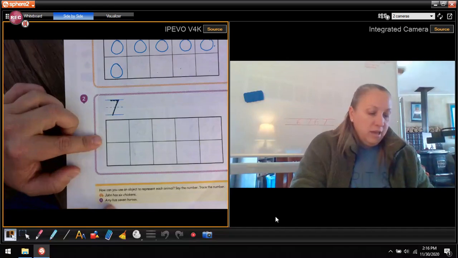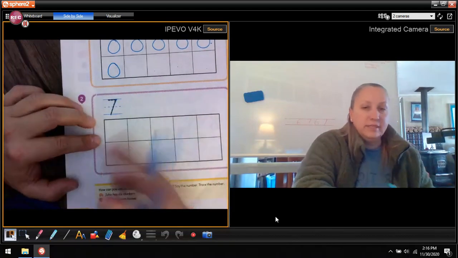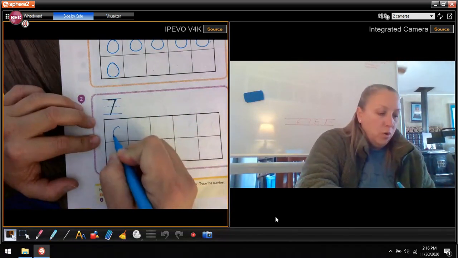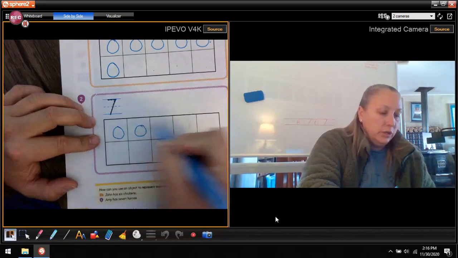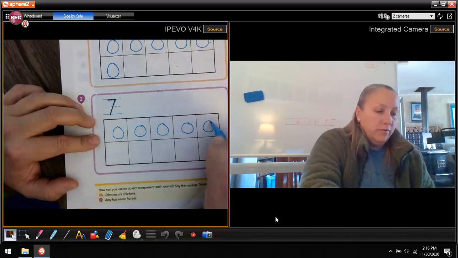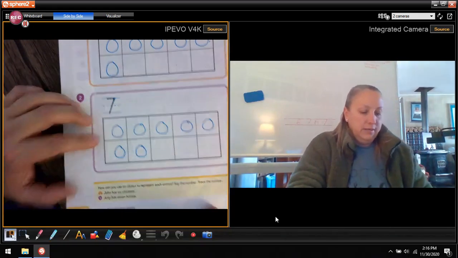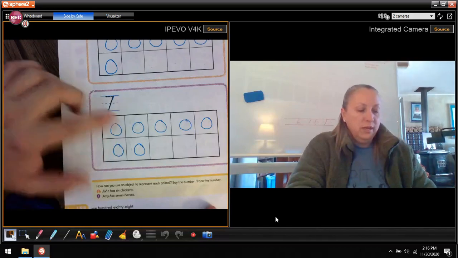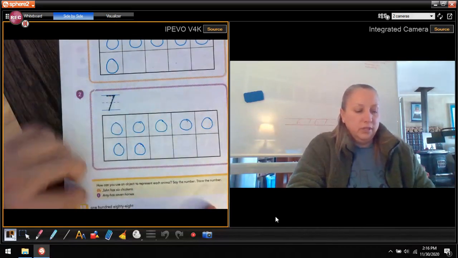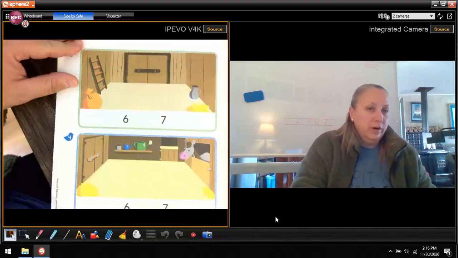It says Amy has 7 horses. 7 horses. So let's draw 7 counters. 1, 2, 3, 4, 5, 6, 7. 7 horses, 7 counters, okay? Okay, turn your paper over.